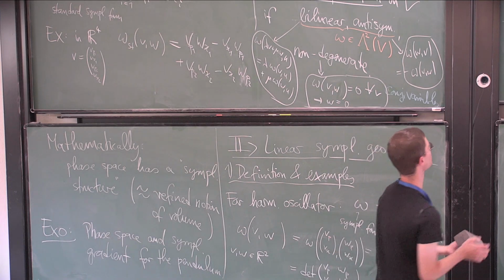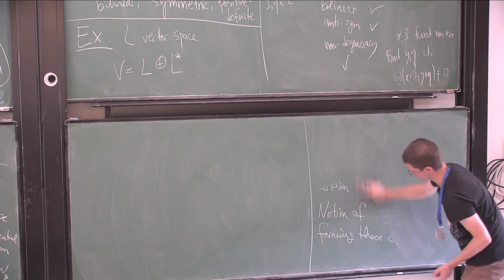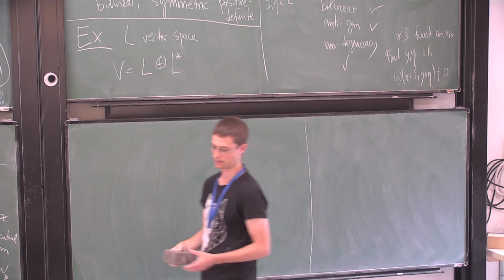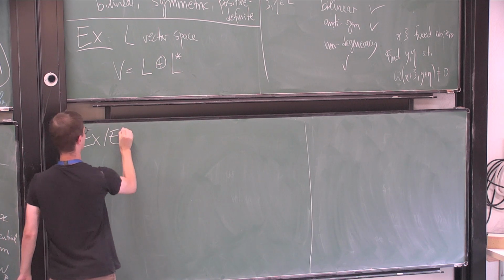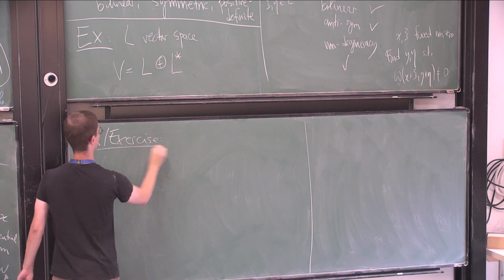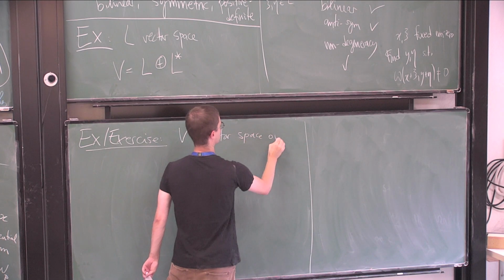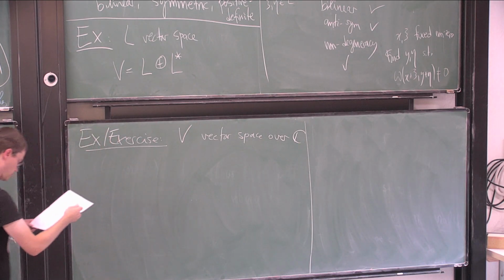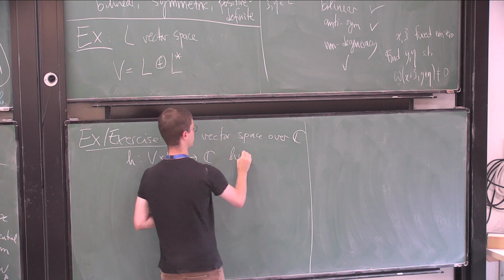Okay, then I have the second exercise, which is pretty similar in spirit. It's an example where I let you prove that it is actually a symplectic form. This example comes from the world of complex geometry. Now I take a vector space over C, and I consider a Hermitian form H from V to C.